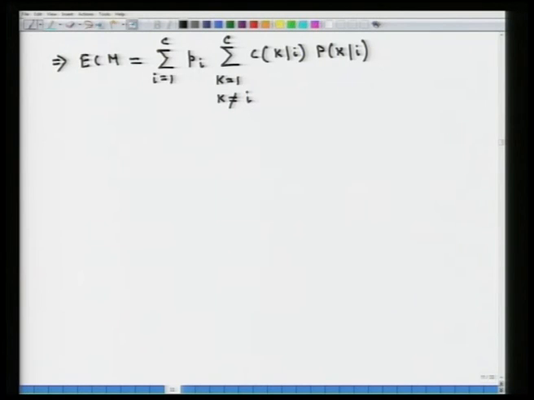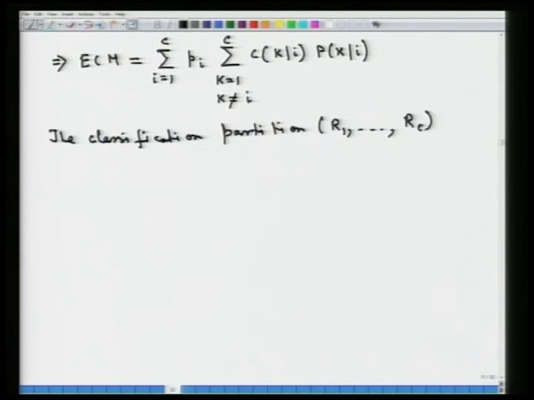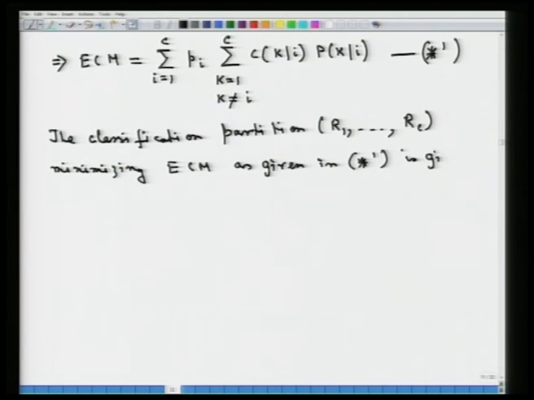So, in terms of the partitions that we are looking at, the classification partition R1, R2, up to Rc minimizing the expected cost of misclassification, as given in star 1, is given by, we are now looking at regions, so that we will be allocating x to a particular population pi k.